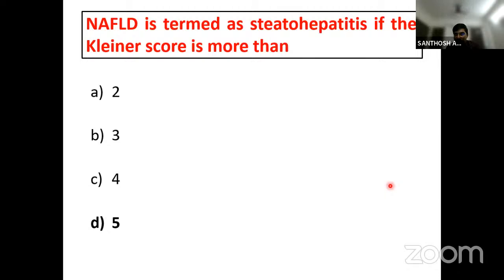Thank you, Dr. Deertha. Mallory bodies are seen in alcoholic hepatitis, whereas they are not seen in NASH. Biopsy findings were given between them. Mallory bodies. Okay, thank you.